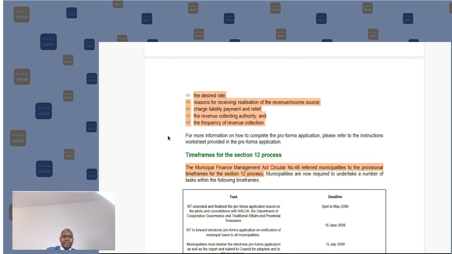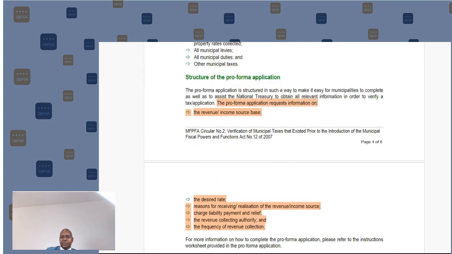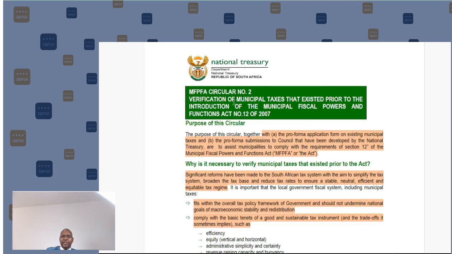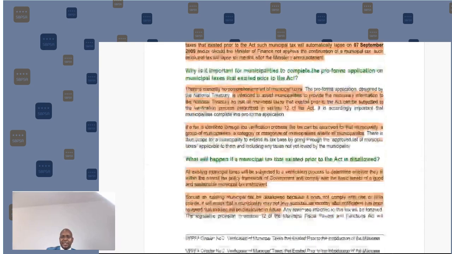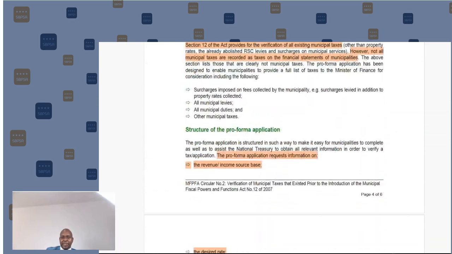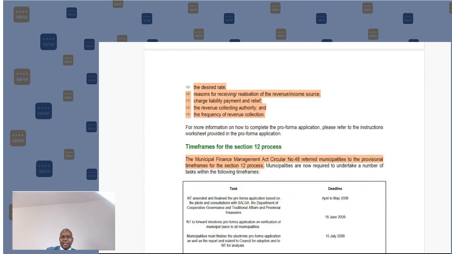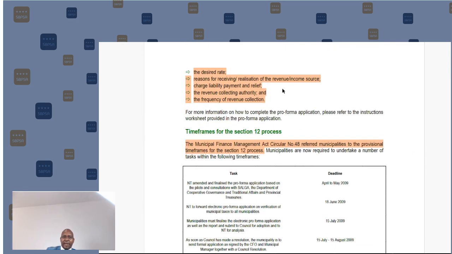I think here in circular, what we missed to cover in this circular, circular number 2, the verification of municipality taxes that existed prior to the introduction of the Municipal Fiscal Powers and Functions Act, is to state that the time frames that are coming to be dealt with in section 12 do necessitate that this circular mentions circular 48 of the MFMA.